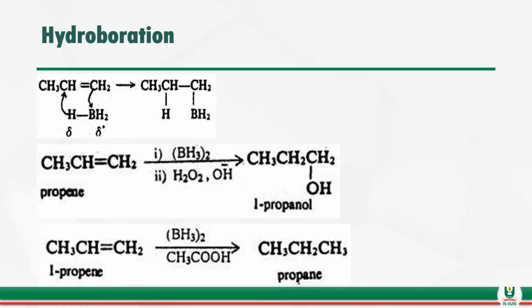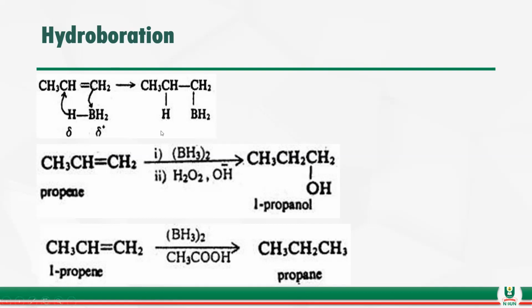So hydroboration is a typical case of anti-Markovnikov. Remember, in Markovnikov, the hydrogen goes to where there is more hydrogen, and then the other component goes to where there is less hydrogen. However, in hydroboration, you can see the hydrogen is going to where there is less hydrogen, while the BH2 goes to where there is more hydrogen.